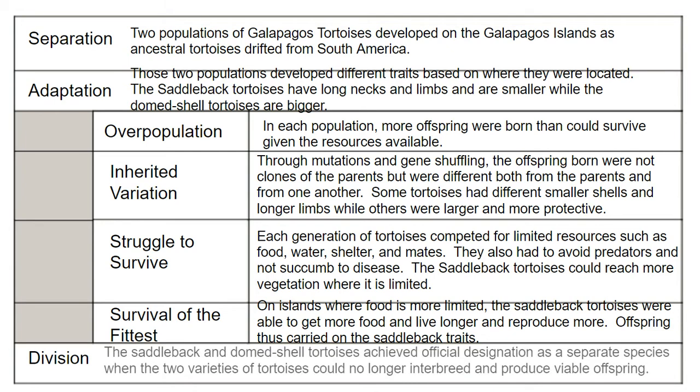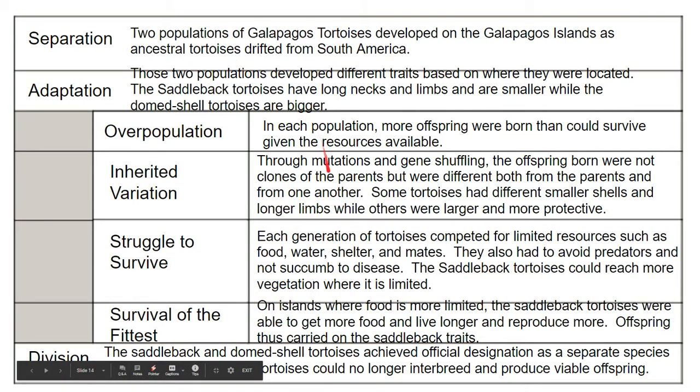We have a division in species when they can no longer interbreed and produce viable offspring. And again, that's how you walk through an example describing each stage of speciation and all of the phases of natural selection.